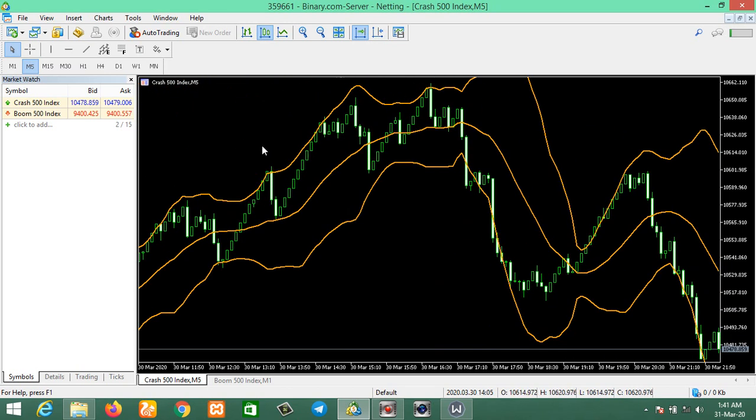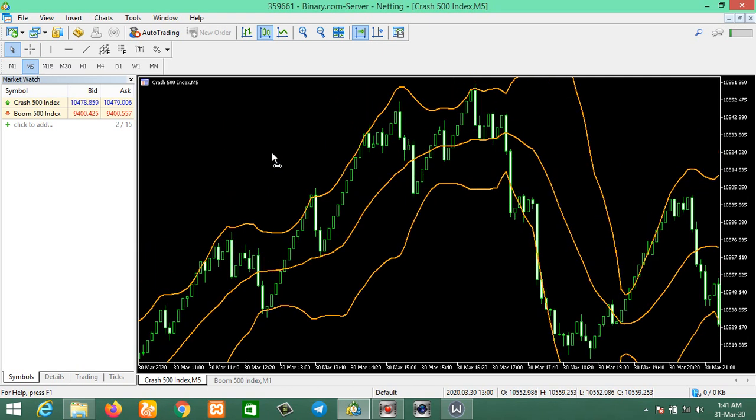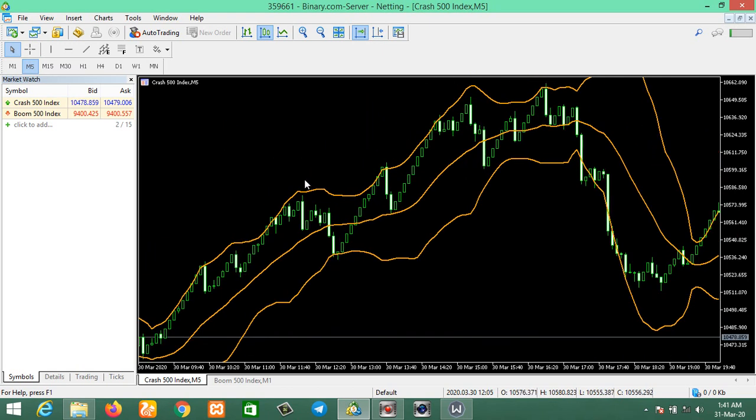So what we need to understand about the Bollinger Band is the components. This top band here is called the upper band. This is the upper Bollinger Band. This is the lower Bollinger Band, and this is the moving average. So this line in the middle here is moving average 20.